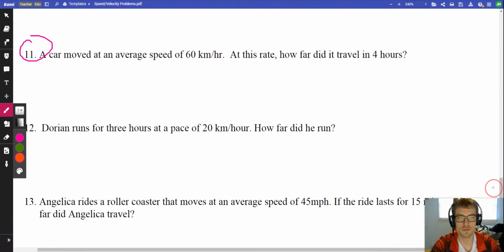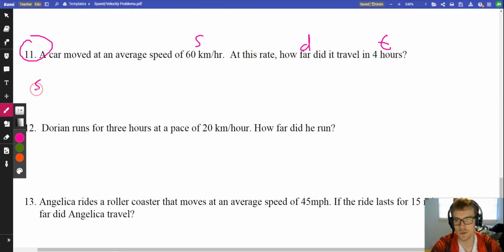Let's look at one final example. Let's figure out how do we find the distance. So a car moved at an average speed of 60 kilometers per hour. That's our speed. At this rate, how far, that's our distance, did it travel in 4 hours? So in this equation, we're given the speed and the time. We're trying to find the distance.